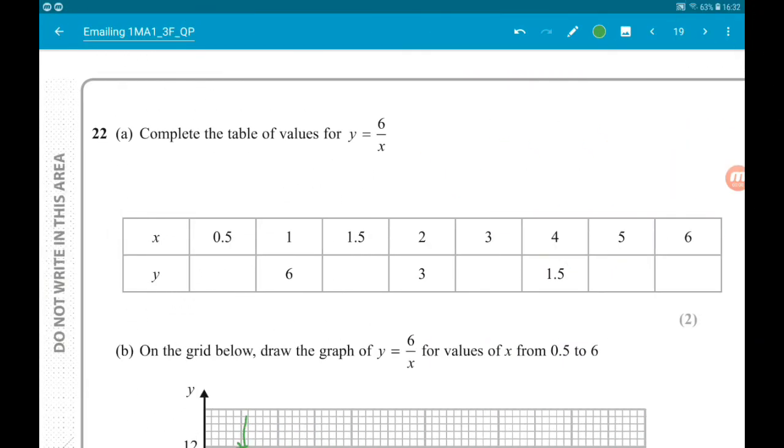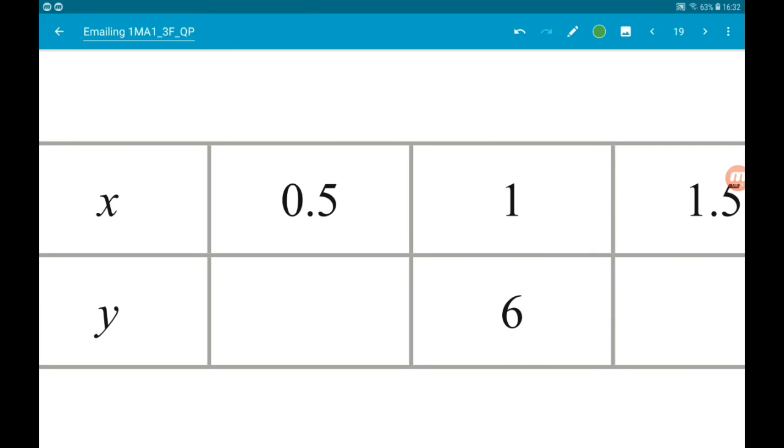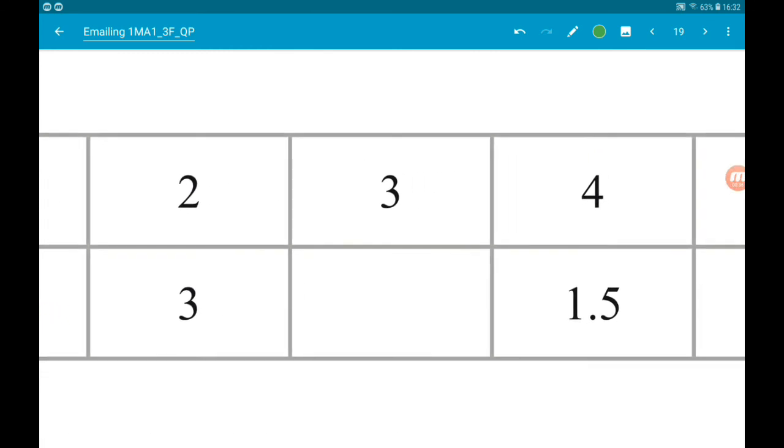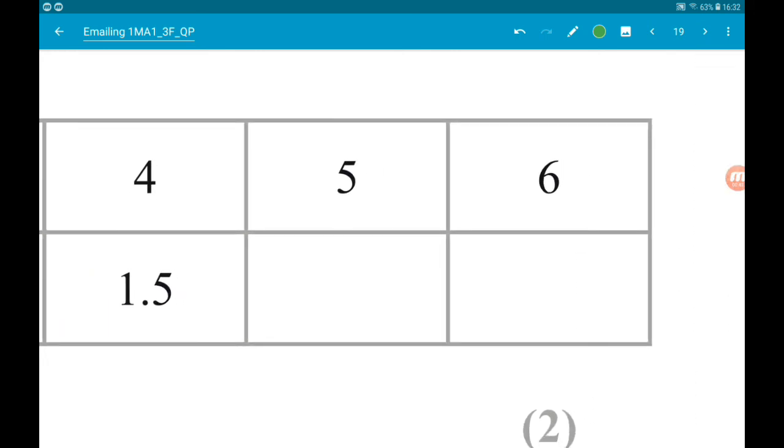Okay, number 22 wants us to complete the table of values for y equals 6 over x. So, 6 over x means 6 divided by x. So, 6 divided by 0.5, again remember you can use your calculator, it's 12. 6 divided by 1.5 is 4. 6 divided by 3 is 2. 6 divided by 5 is 1.2. 6 divided by 6 is 1.